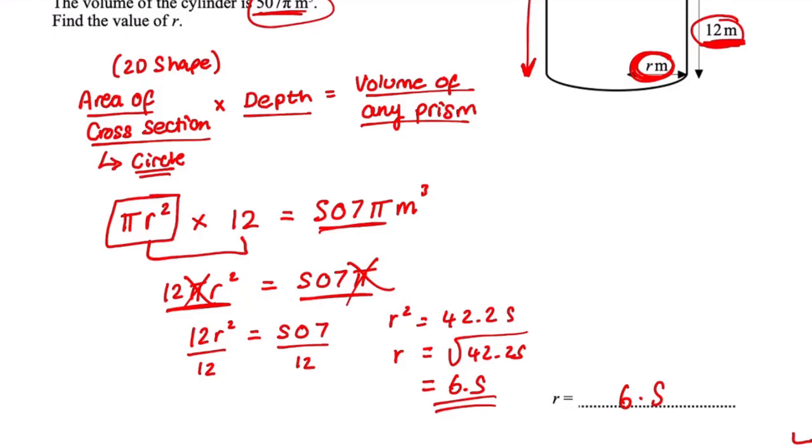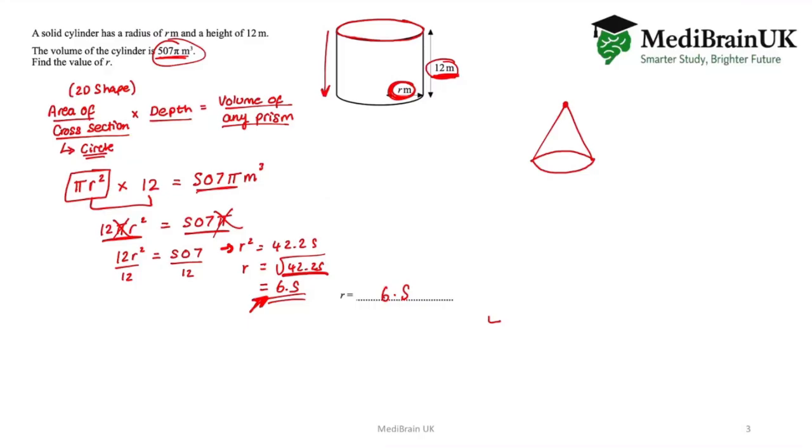So you're going to be left with 12 r squared, and that's equal to 507. You can divide by 12 on both sides to get r squared by itself. And then to get r by itself, you can square root both sides. So the square root of 42.25 is 6.5, as you can see over here. Okay, and that's the final answer.